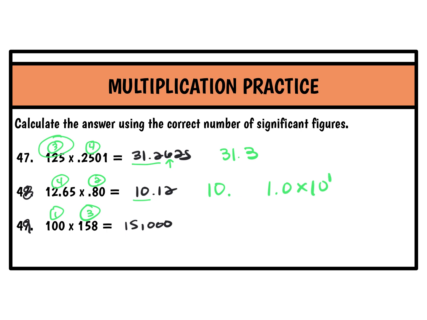Then down here, this one's kind of tricky because notice that 100 only has 1 sig fig. So that means I'm only going to be able to keep this place value in the 10,000s. I had to think for a second. In the 10,000s place value. So I look behind it. This number is a 5.